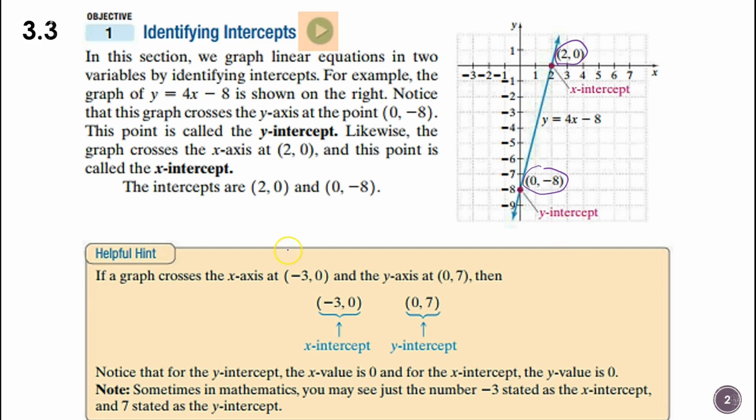If a graph crosses the x-axis at (-3, 0) and the y-axis at (0, 7), then those are your intercepts, right? The x-intercept is whatever ordered pair is on the x-axis, which will always be a number with a 0, and on the y-axis it will be 0 and some number. So basically you just have to learn how to recognize intercepts, and then I'm also going to teach you how to find intercepts when you're given an equation.